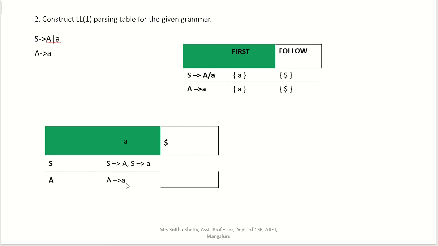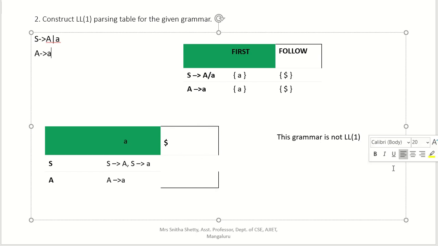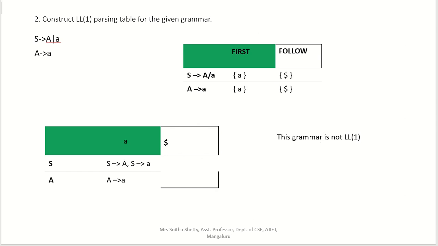Let's continue first. One more production is A gives a. Where should you place this? A gives a. Here there is no problem, but this cannot be an LL1 grammar. So let me write the conclusion here. The conclusion is that this grammar is not LL1, because two productions in a single place is impossible.